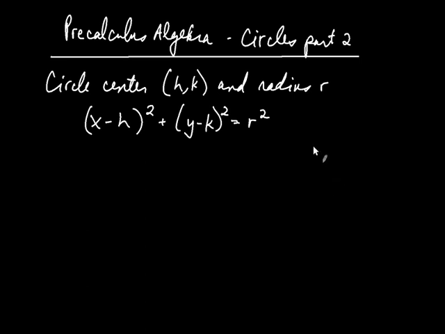We recall from our video on circles in algebra that the circle with a center of (h, k) and radius r has the following form for its equation: (x − h)² + (y − k)² = r². So this is the general equation for a circle with center (h, k) and radius r.